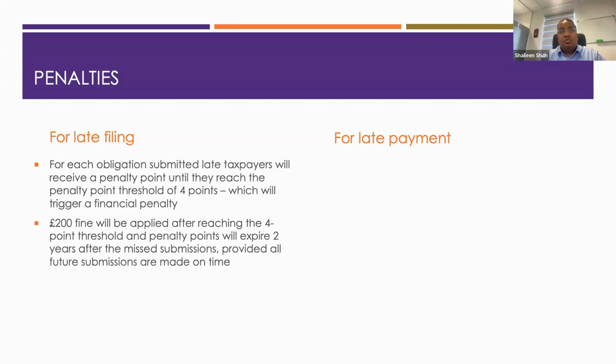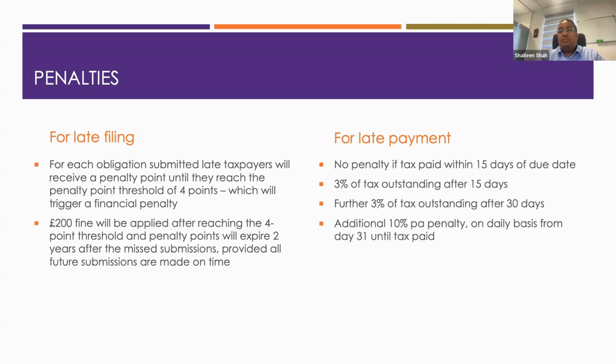Whilst I said that there's no change in the payment dates, the payment dates being 31st of January and 31st of July, there have been changes to the late payment penalties. Again, there's no penalty if tax is paid within 15 days of the due date. Again, this is for the purposes of penalties rather than interest. So interest will still be charged.